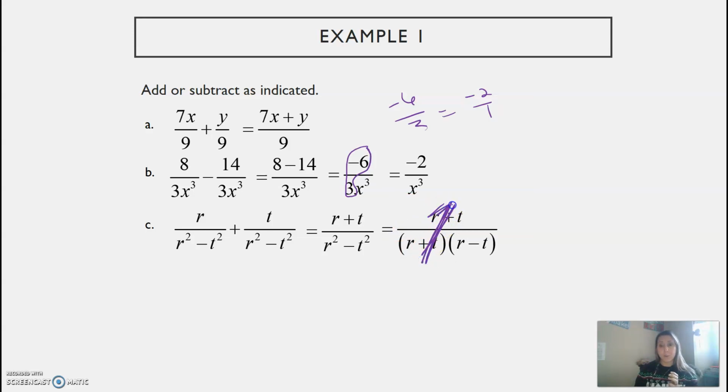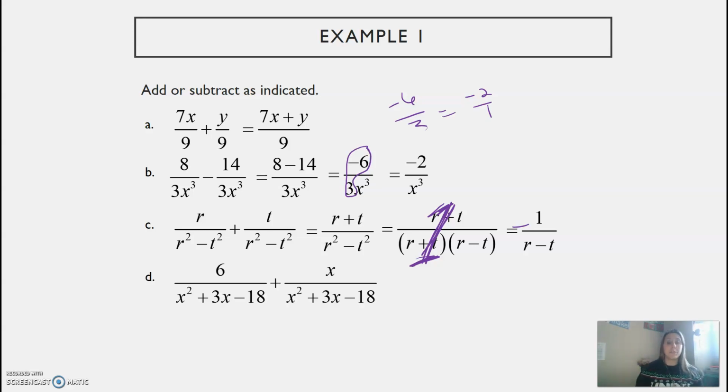This is a 1. This is another thing that students miss. That's going to equal 1 over r minus t, not just r minus t. That 1 in the numerator does not disappear. It's still there, and I have to have that 1. This is one of those times in math where that 1 is important.